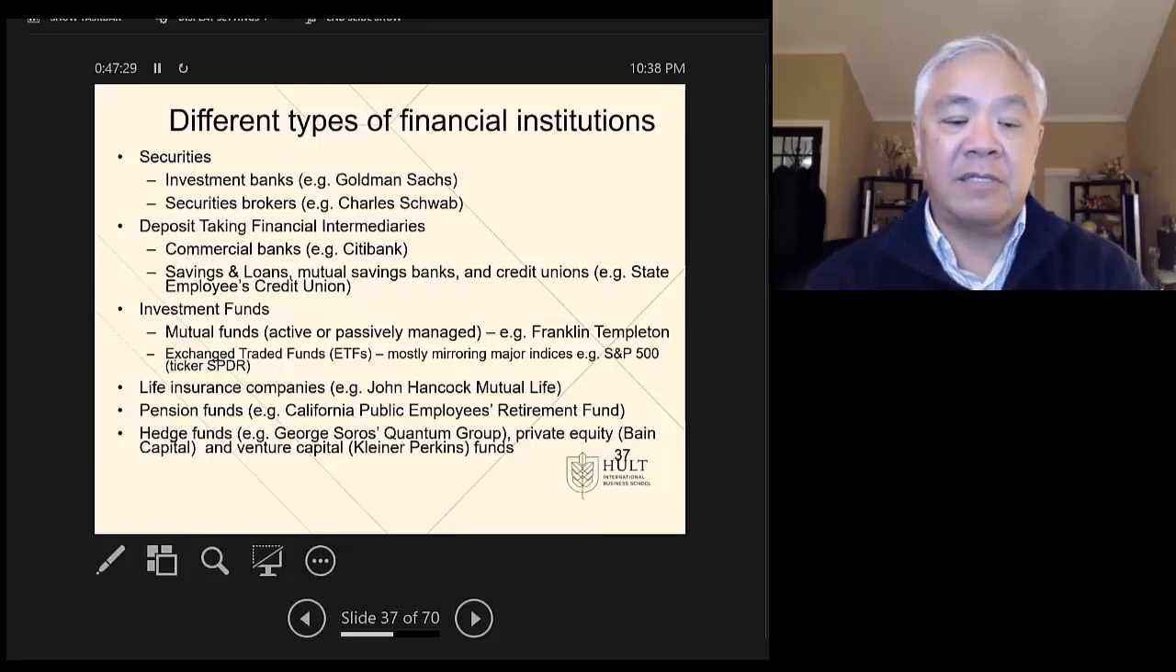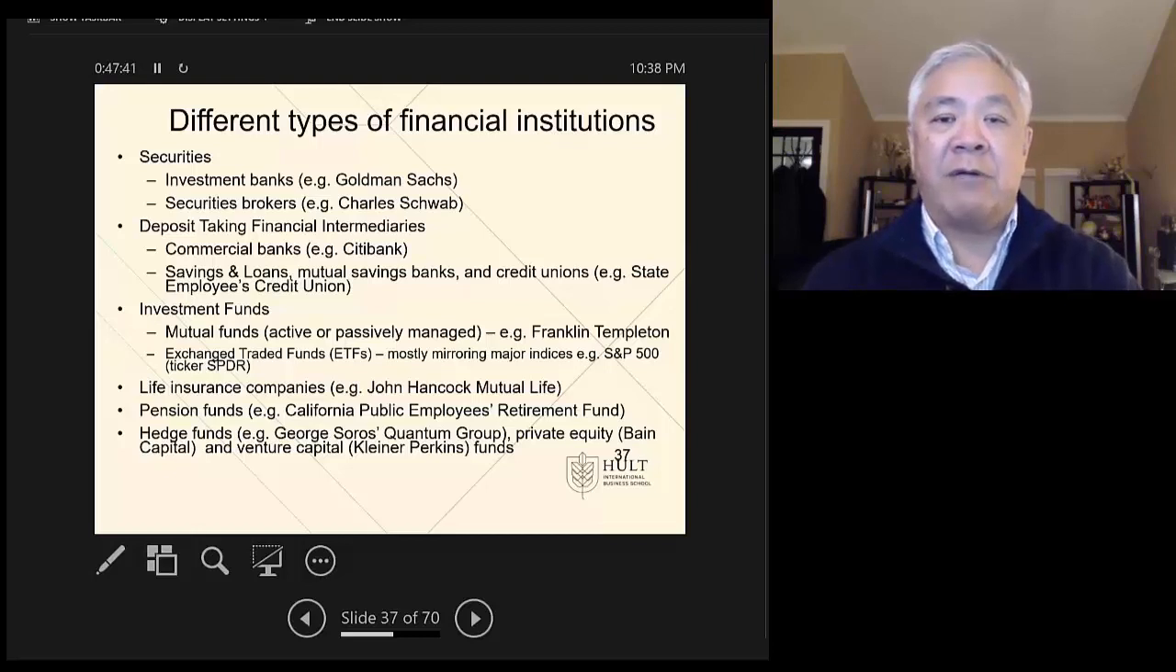Deposit-taking financial intermediaries, these could be commercial banks such as Citibank, or they could be a whole host of variations of mutual savings banks, savings and loans, credit unions. They tend to be quite a bit smaller and more narrow in scope than a bank, but they nonetheless serve an important role in being depository institutions in the US.